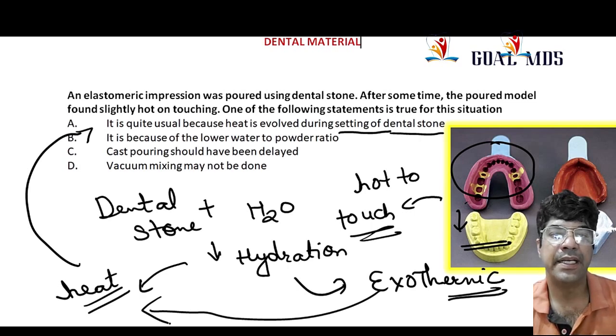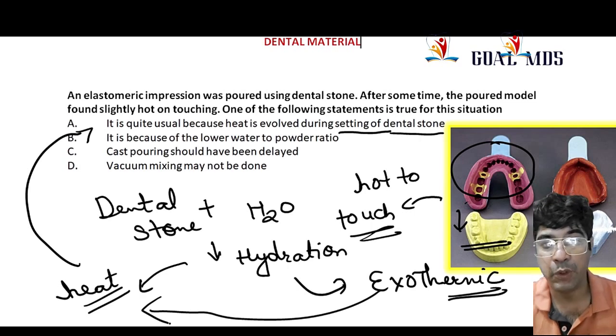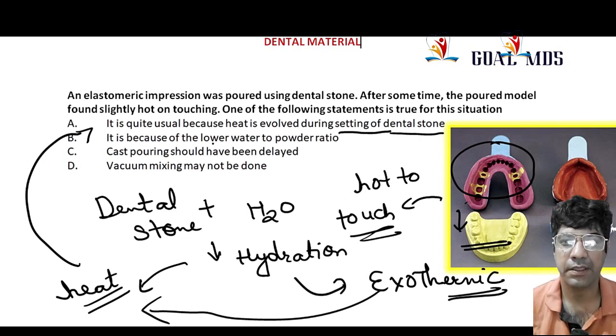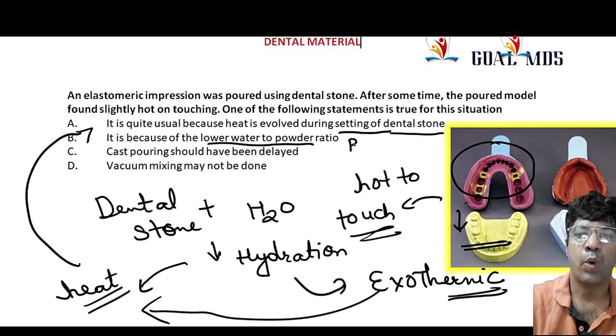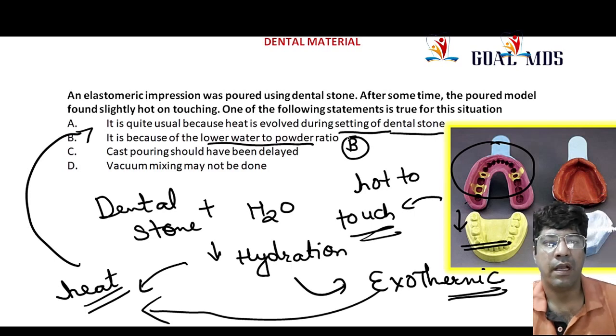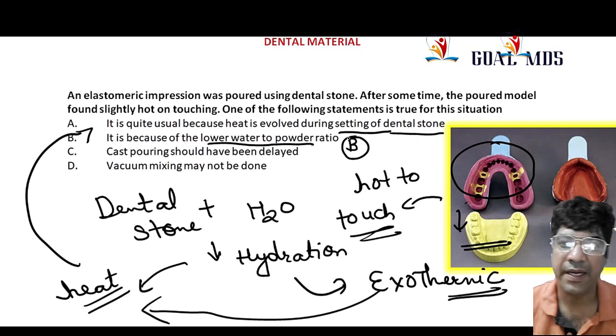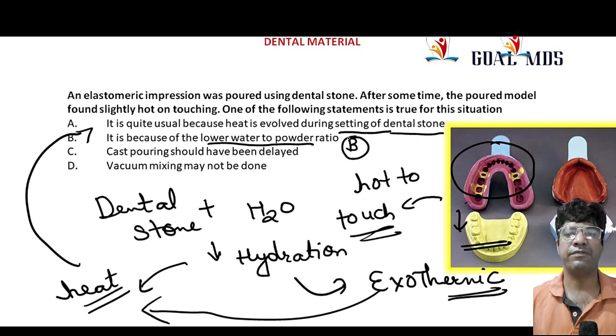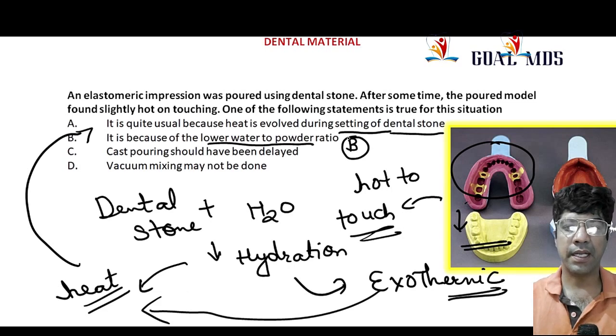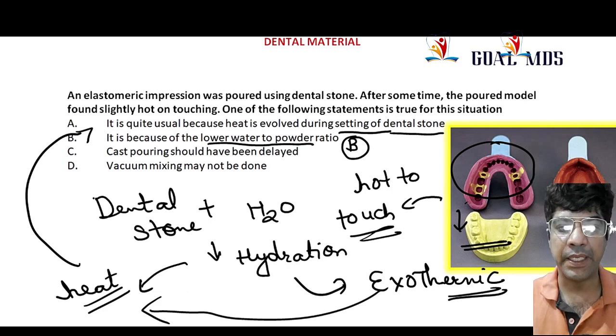So the heat generated during the setting of dental stone is due to the exothermic chemical reaction rather than the water to powder ratio, that is option B. While the water to powder ratio can affect the consistency and the working time of the dental stone, it does not directly cause the heat generated during setting.